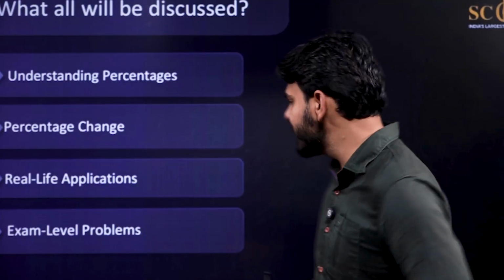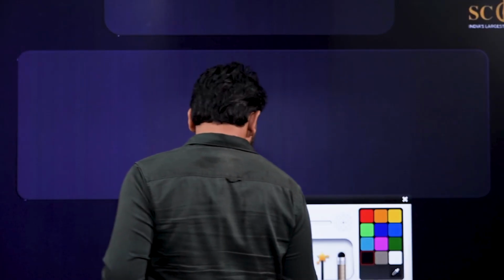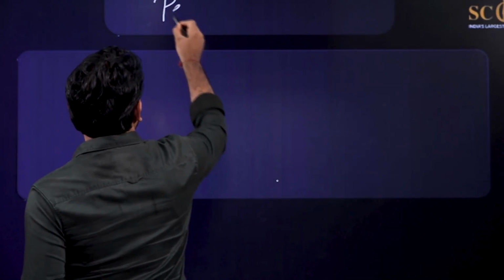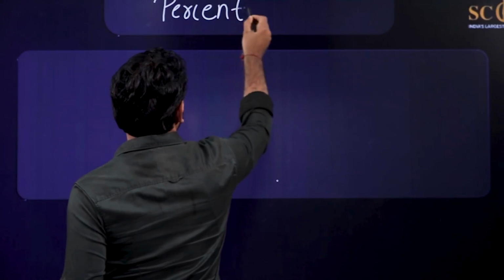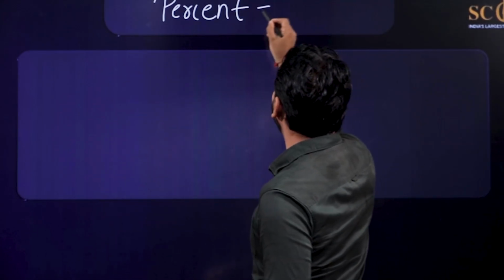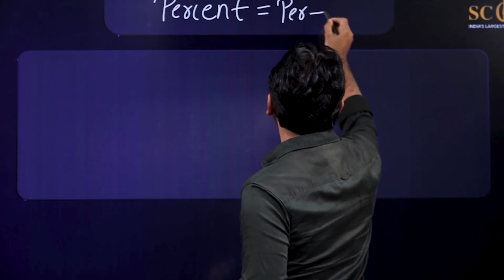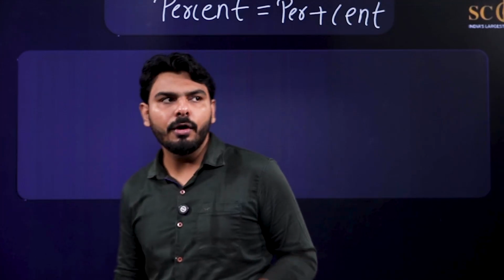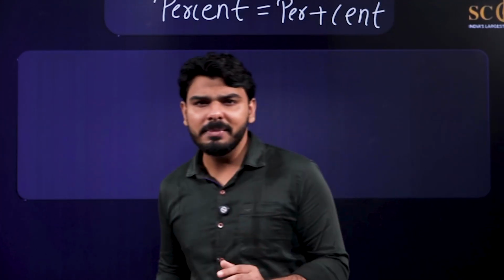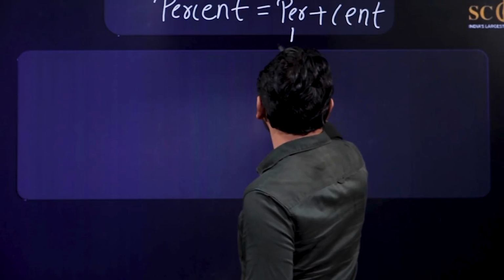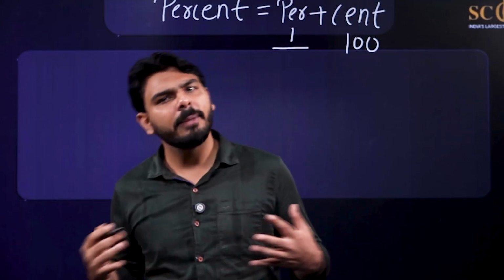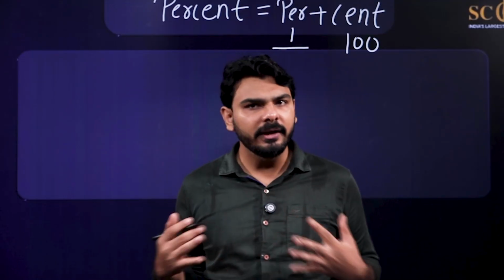Before starting the session, I just want to ask you: if I ask about the word percent, what do you think the word percent is made up of? The word percent is made up of two words, per plus cent. Per means divided by one, and cent means 100. So percent means 1 divided by 100.